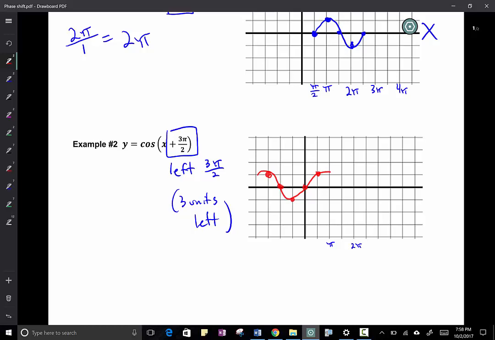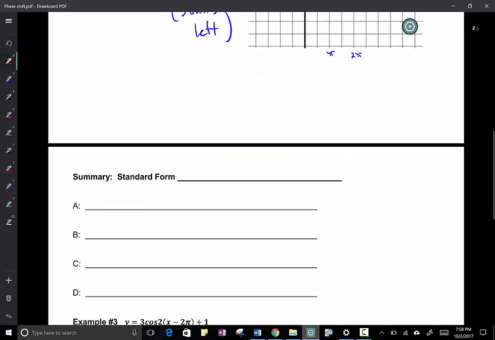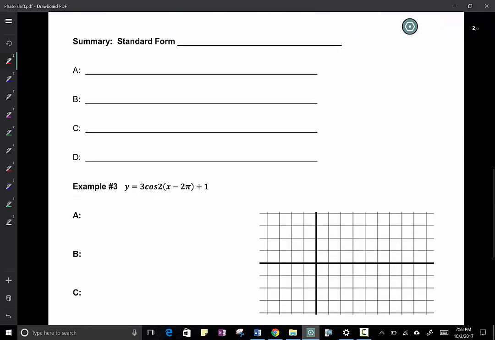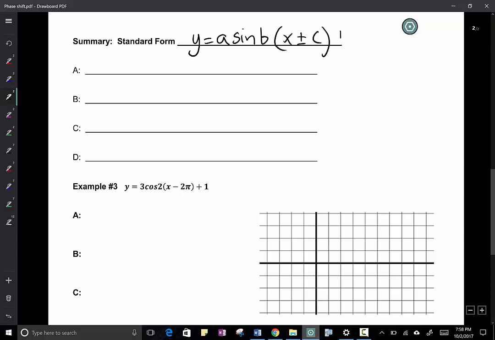A phase shift. Okay? Now let's put it all together. Take a look at this guy. You've graduated up to doing it all at once. So, in summary, let's use black. Y equals A sine B parenthesis x plus or minus C plus or minus D.